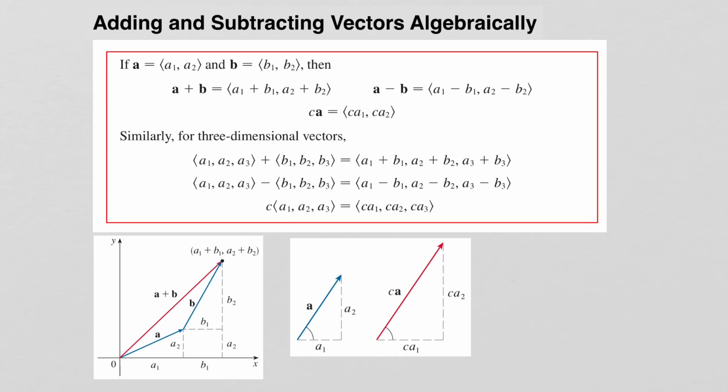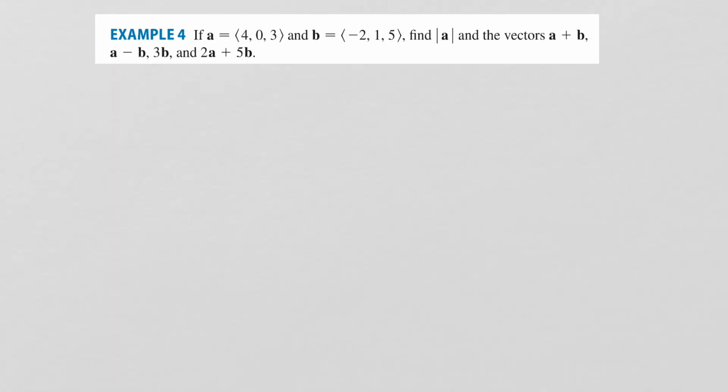Down below, we have a picture of what vector addition would look like in terms of its components, and also what scalar multiplication would look like. So let's do the following example. Suppose vector A has components 4, 0, 3. Vector B has components -2, 1, 5.